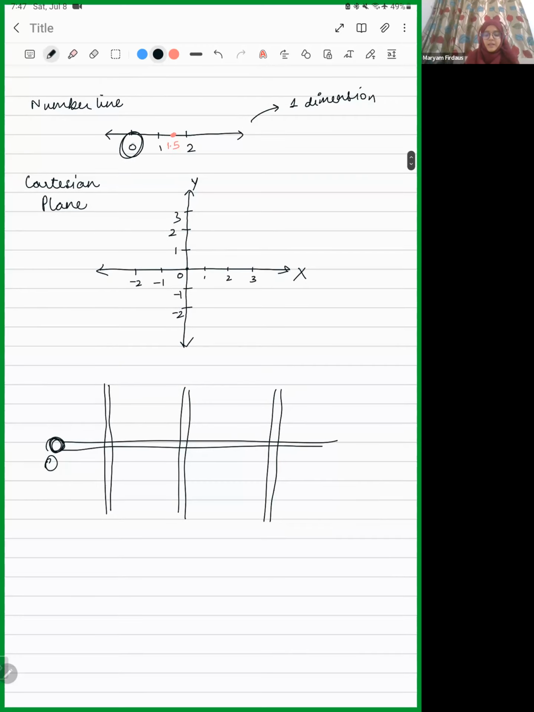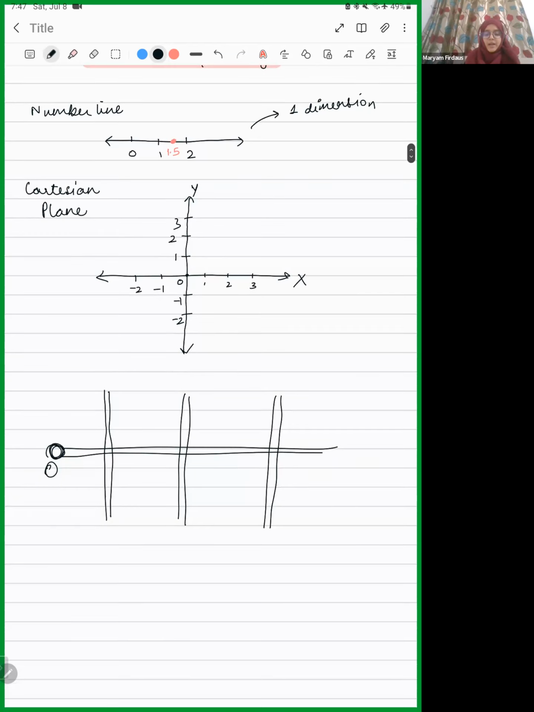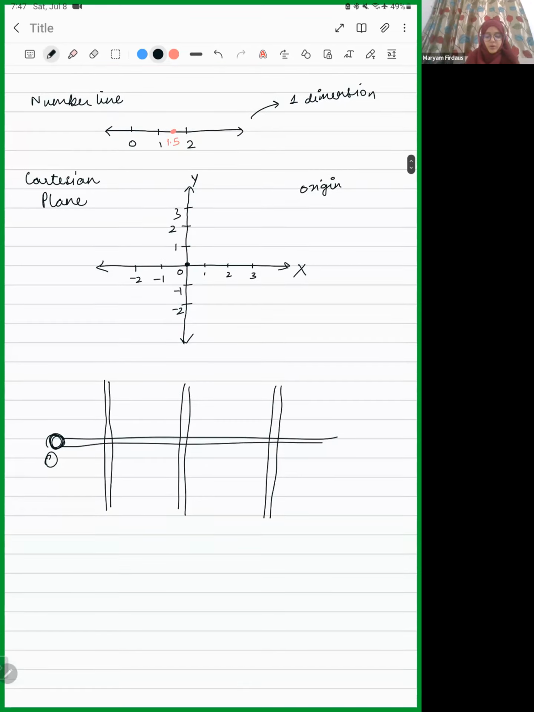In the number line we had 0, right? Similarly, in our Cartesian plane we have 0 right over here. That is called the origin. Origin means the start of something. Whenever you want to start, you start from the origin and then you go either in the vertical direction or horizontal direction. Okay. So let's say that this is your origin, the place where you start.